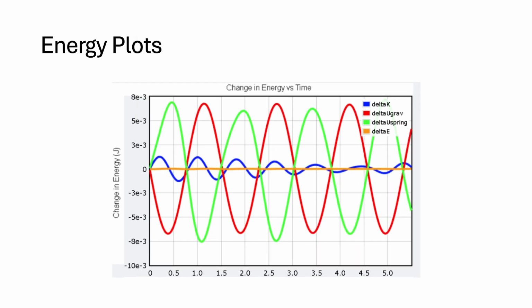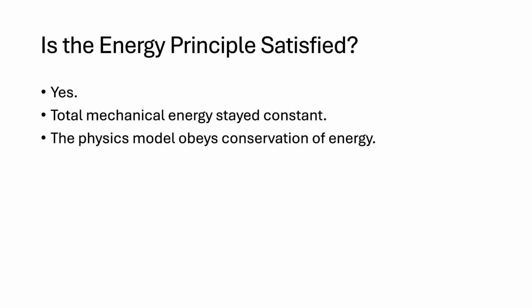Here are my energy plots. I examined how the energy changed over time. I plotted the change in kinetic energy, gravitational potential, spring potential, and total energy. Each type of energy changes as the mass moves, but what matters is whether the total stays the same. The total mechanical energy stayed almost perfectly constant throughout the simulation, with only tiny fluctuations due to numerical rounding. This means the energy principle is satisfied, and the only noticeable change happens right at the start, when the energy begins with stored spring and gravitational energy, not zero energy.